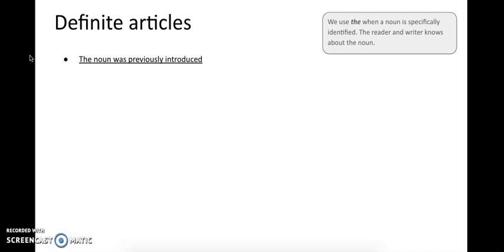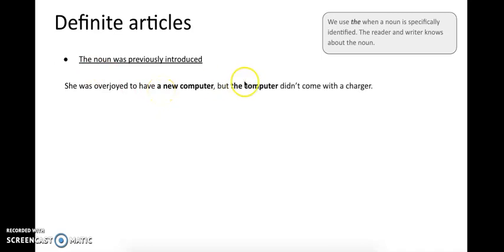Let's have a look at this example. She was overjoyed to have a new computer. But that's not a definite article. But the computer didn't come with a charger. There's a definite article. So now the reader knows that the computer we're talking about is the new computer.